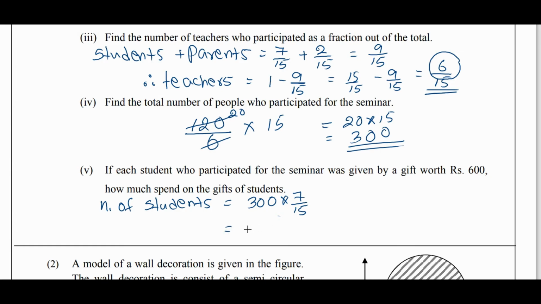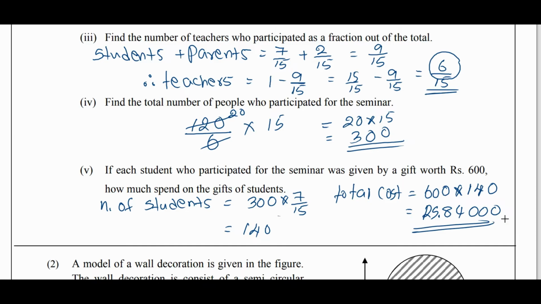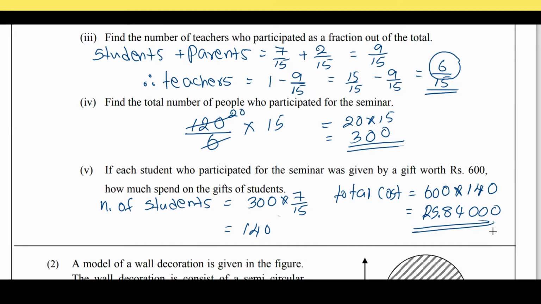This can be calculated as 140. Therefore, the total cost can be calculated. Total cost can be calculated as each one is having a gift pack worth rupees 600, then 600 into 140, this will cost rupees 84,000. 84,000, right? That is actually the easy one, not a hard one. Let's jump into question number 2.